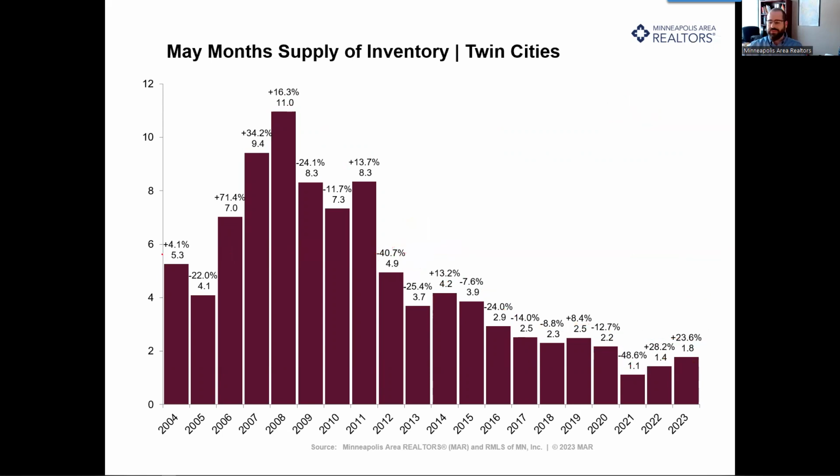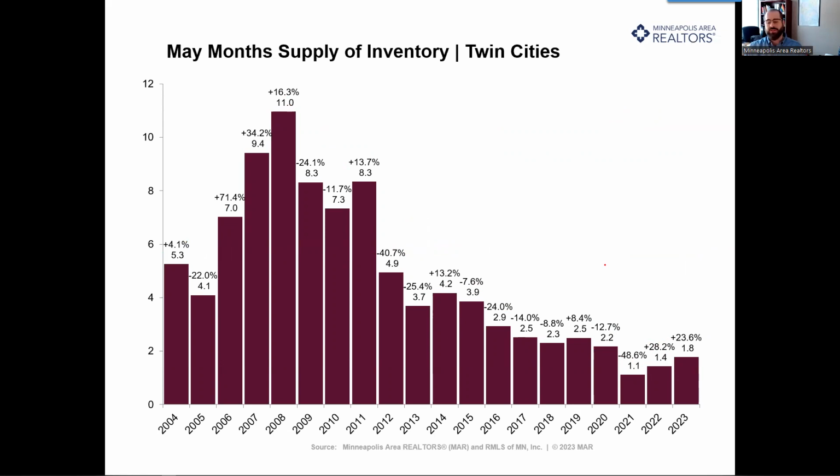So specifically, 1.8 months, still a tight market, not as tight as 1.1 or 1.4. And I think people are feeling that, right? That it's still a tight market. There's still some multiple offers. We actually hear that there's multiples on everything from 200,000 up to 1.8 million.